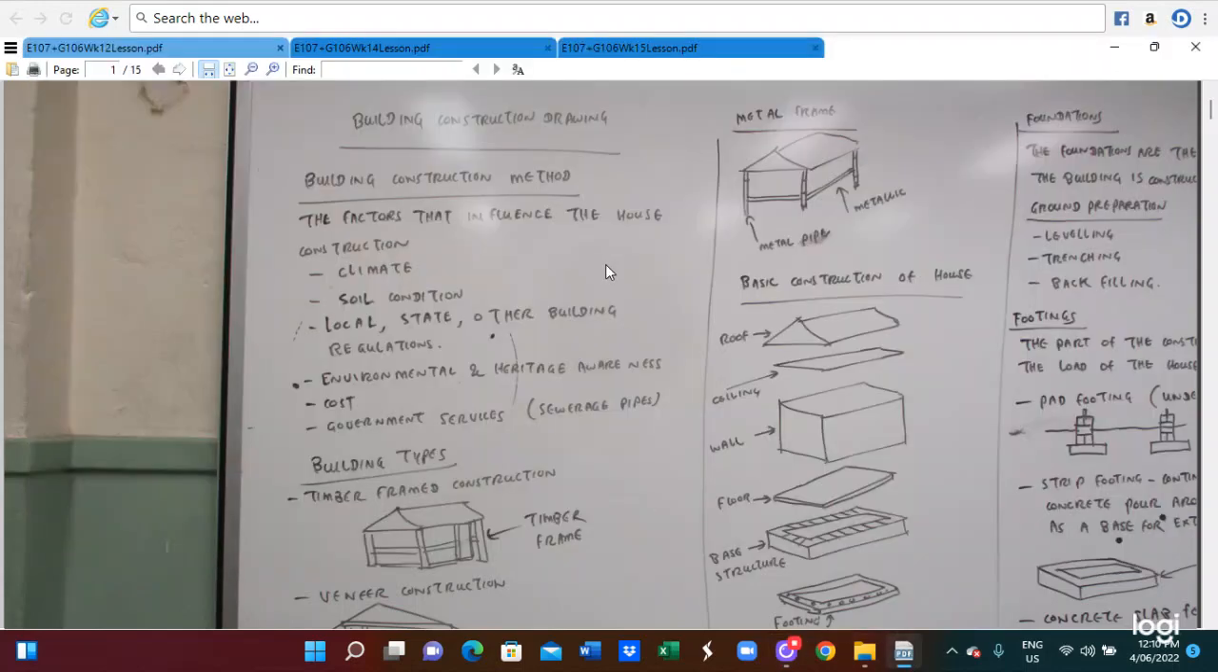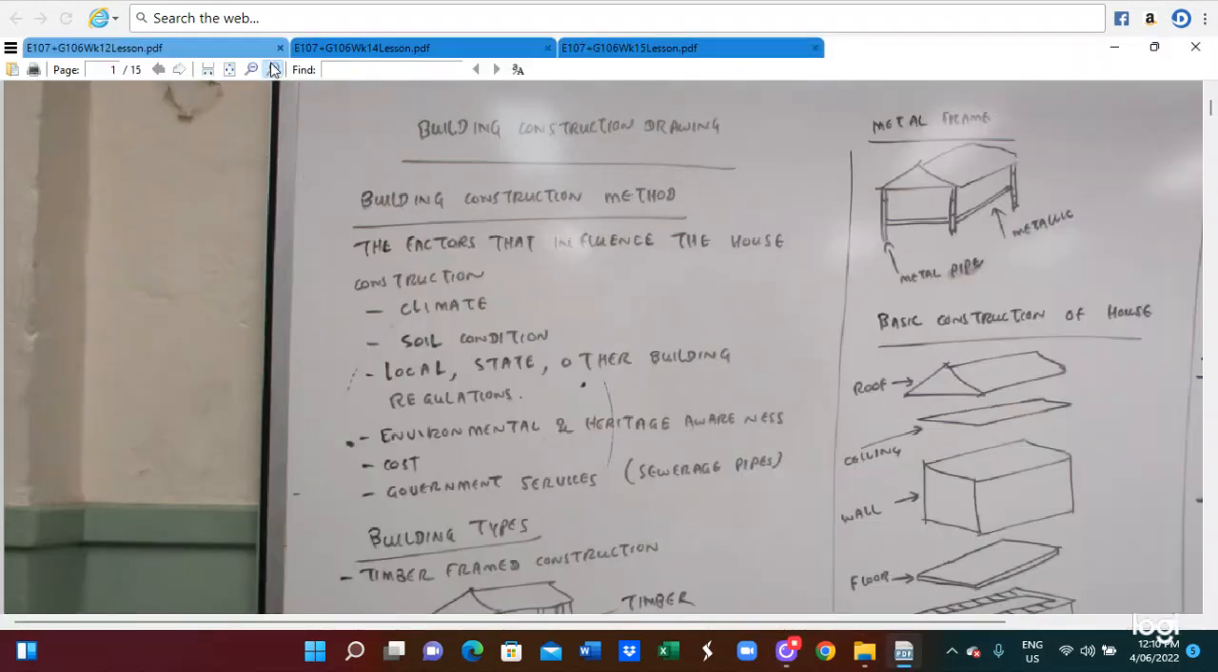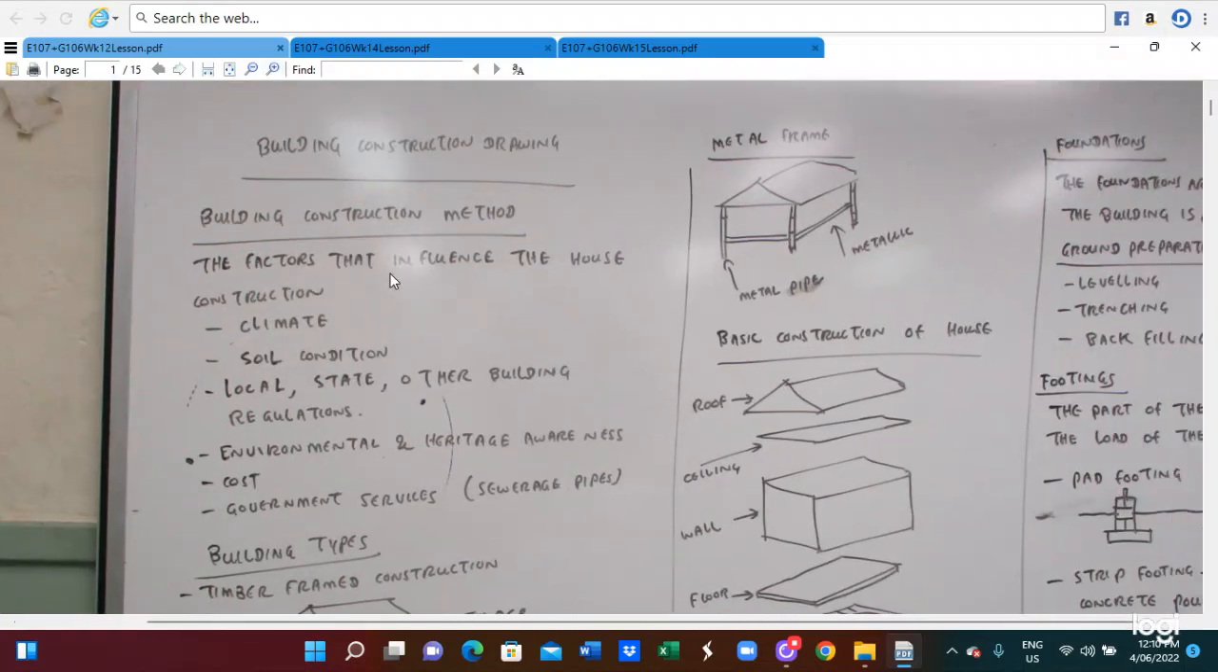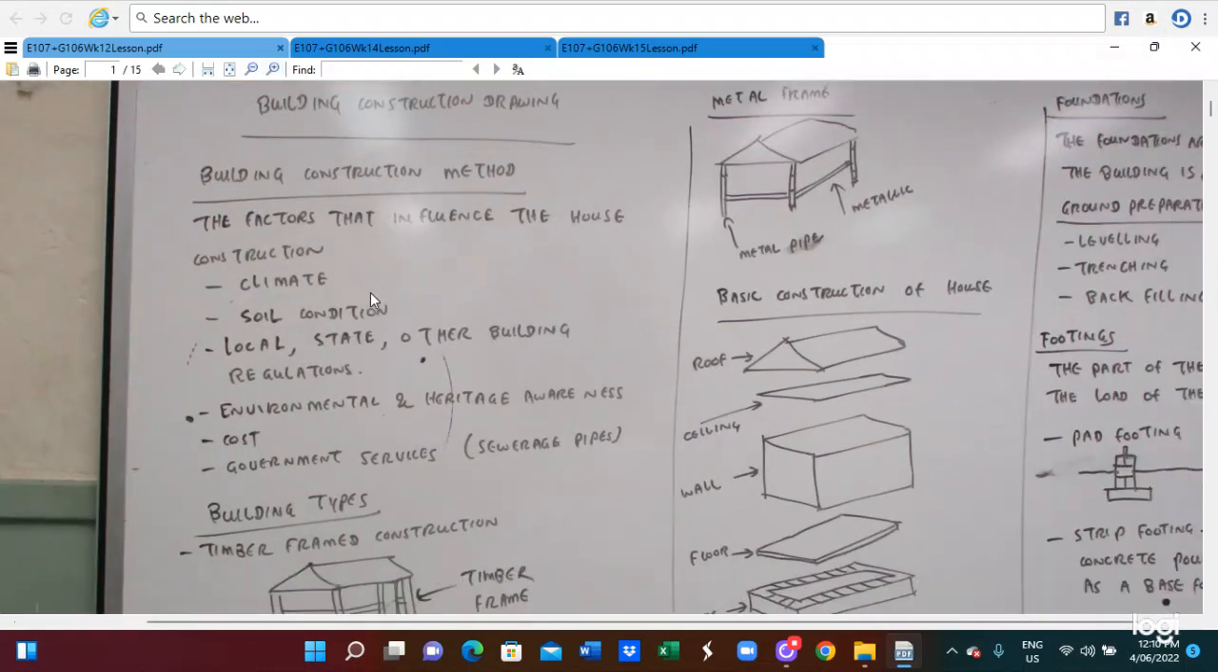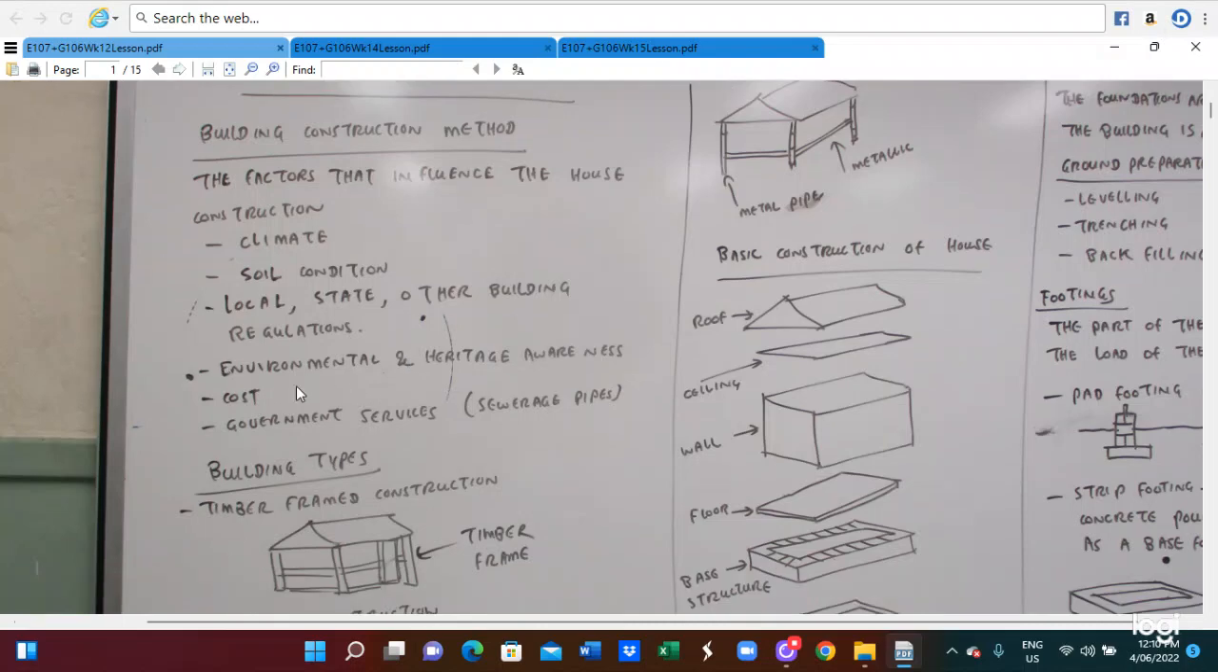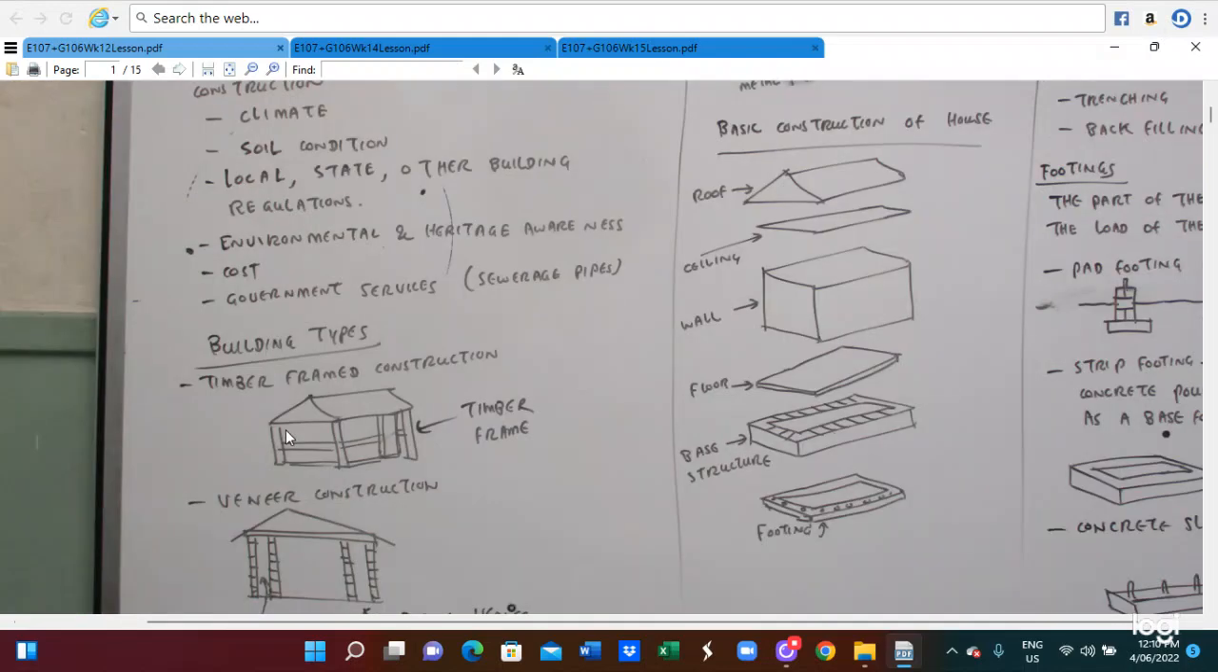Today's lesson is building construction and drawing. These are the factors that influence a house or construction. When you design a house, the factors influencing it are the climate, soil condition, local state and other building regulations, environmental factors, heritage awareness, and government issues.